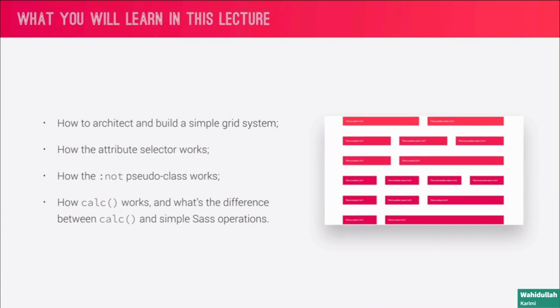Firstly, how we should architect and build a simple grid system. And in order to do that, you'll learn how the attribute selector works, how the powerful not pseudo-class works in CSS, and how the calc function works. And also what's the difference between calc and simple Sass mathematical operations. So a lot for one lecture, so let's get our hands dirty now.